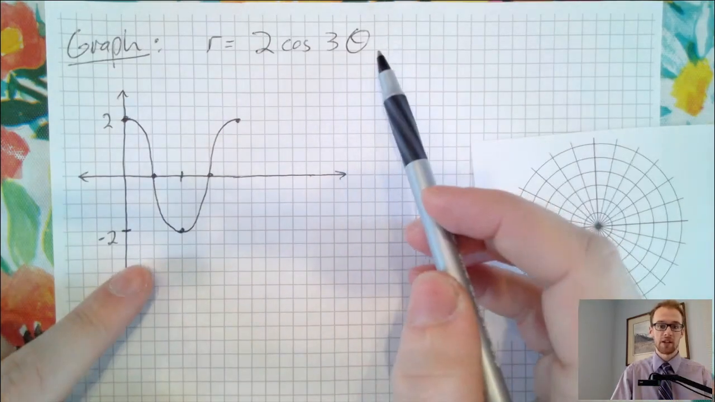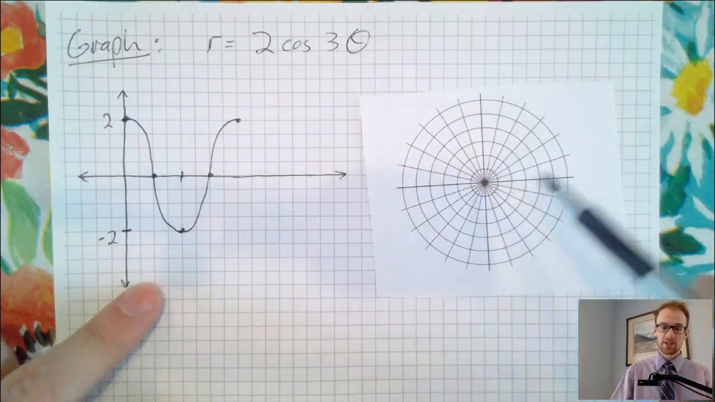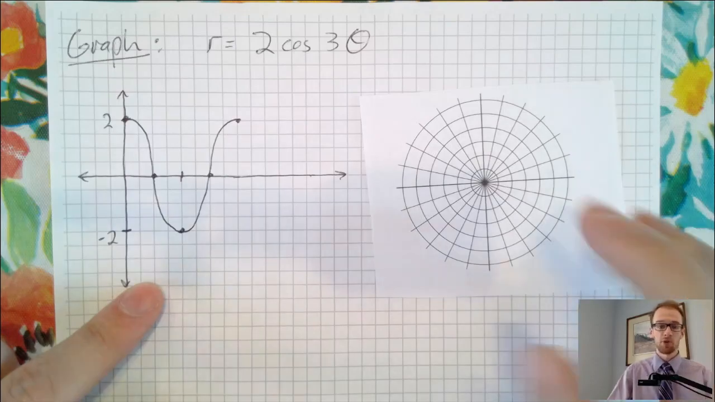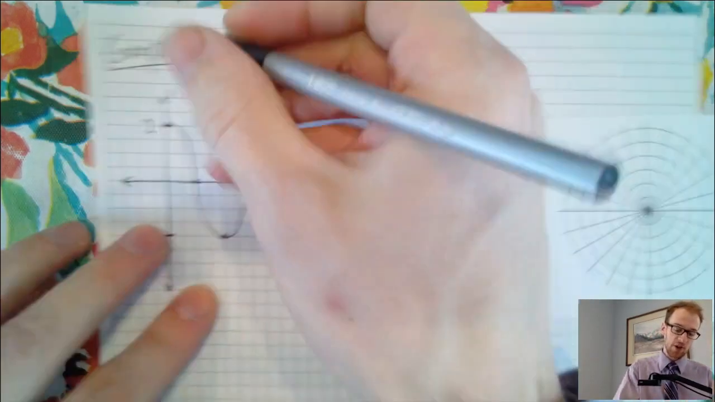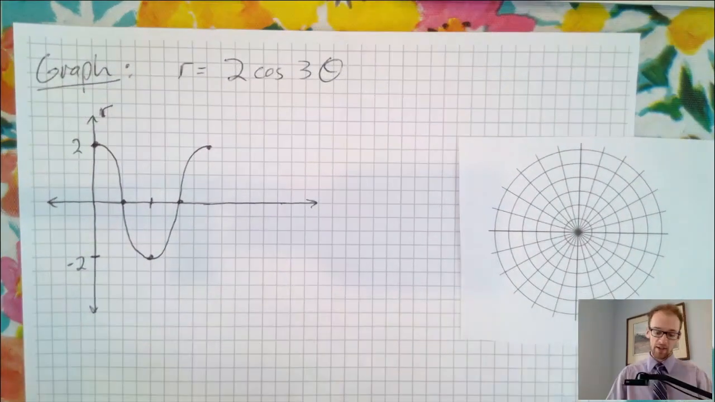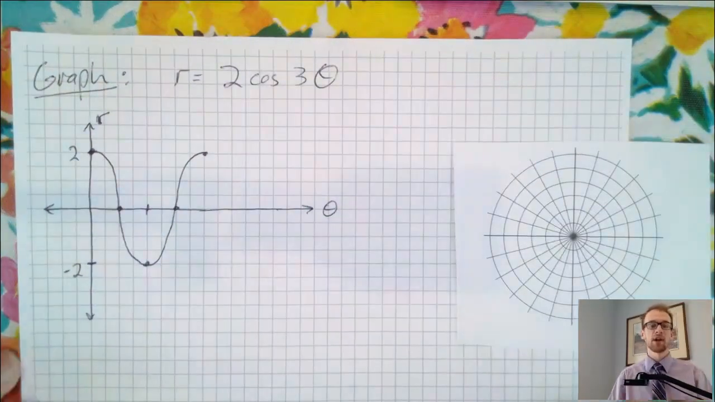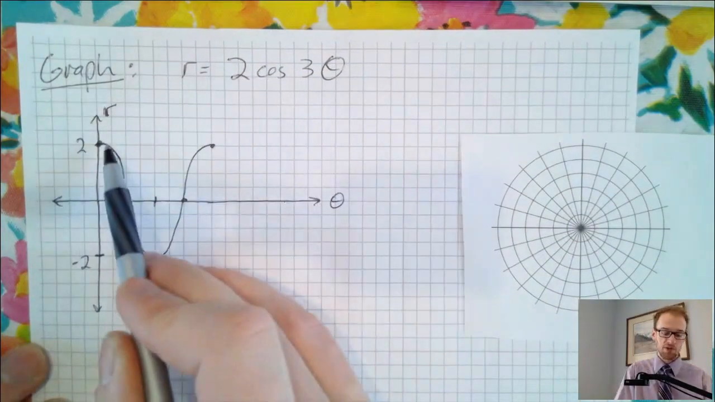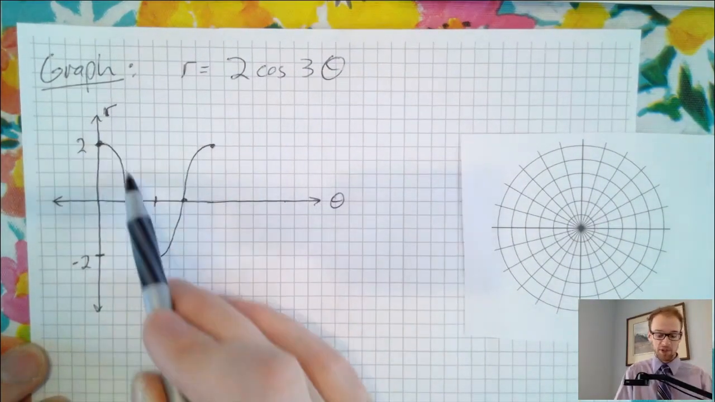cosine 3 theta. Now in this case, r is not a distance from the origin like it is on a polar graph. Now r is just the y-axis, and theta is the x-axis. We're used to that. Okay, now remember cosine always starts at the peak of the wave and proceeds from there.